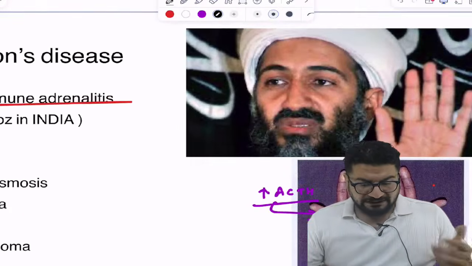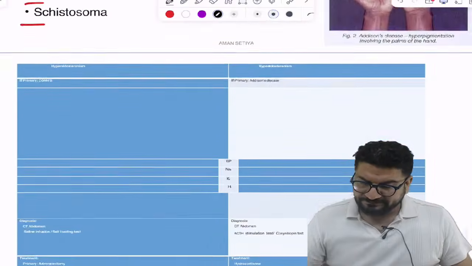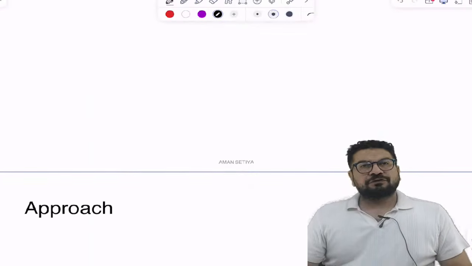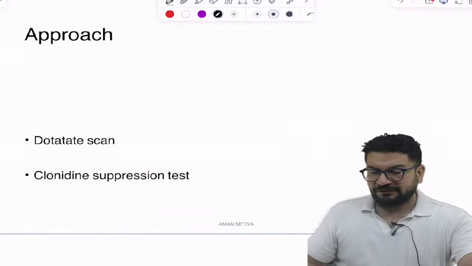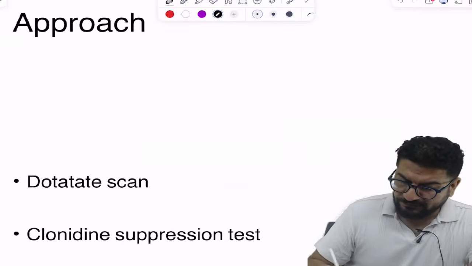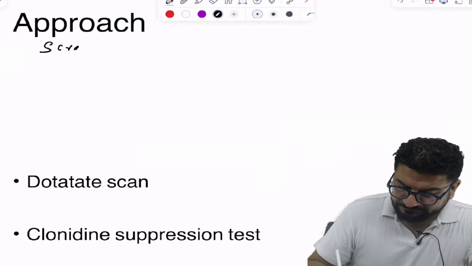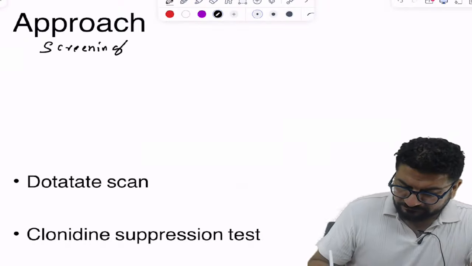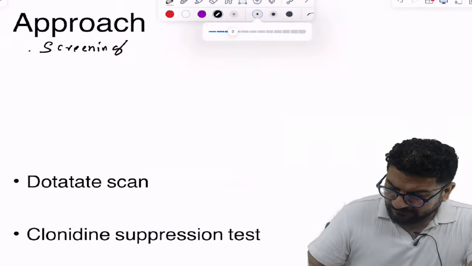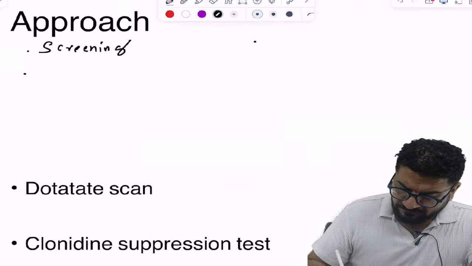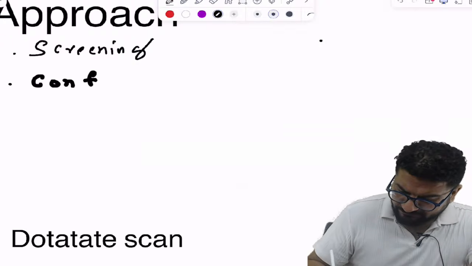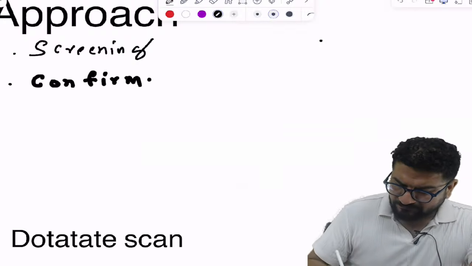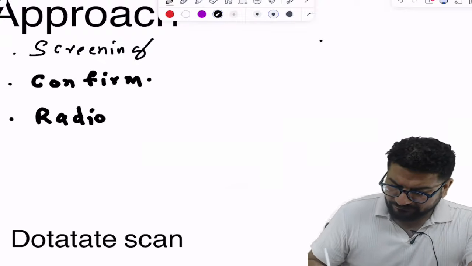Osama bin Laden was having this condition, Addison disease. Okay, now coming to pheochromocytoma. In pheochromocytoma, where do they ask questions from? They ask you questions based on the diagnostic part. Diagnostic part means they ask you the screening test. Then they ask you which test you will do for confirmation. Then they ask what is the radiological investigation of choice.